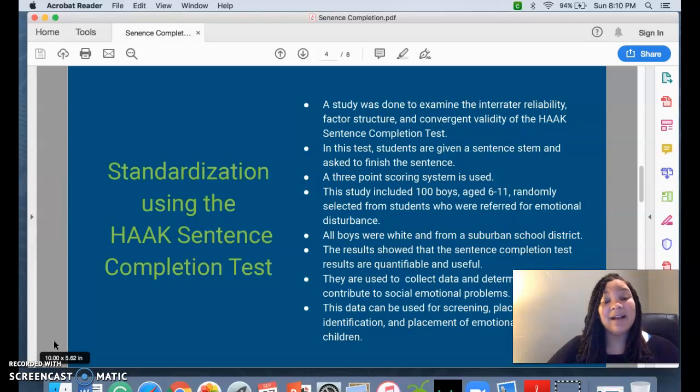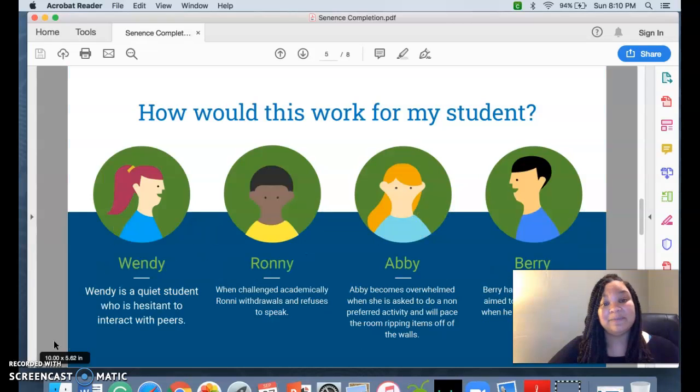There was a standardization using the HAAK sentence completion test, and there are just some bullet points there. The study included 100 boys ages 6 to 11, randomly selected from students who were referred for emotional disturbance. The data can be used for screening, identification, and placement of emotionally disturbed children.